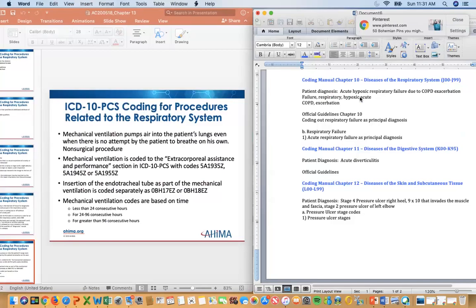Then use additional code. We do not have any of those. Excludes 2 tells you if you have any of those diagnoses listed, then you need to add a secondary diagnosis or go to that. And then the chapter contains the following blocks, J00, J06, etc., and all the way down. So we are looking at hypoxia. So let's go back and finish coding this out before we get into our guidelines. And you can do this differently. You can hit the guidelines and review the code for the acute respiratory failure due to COPD.